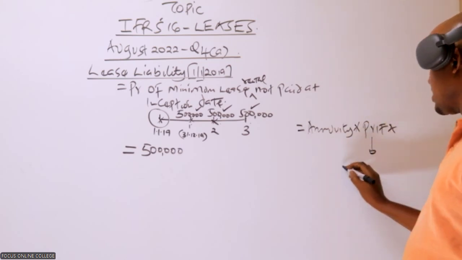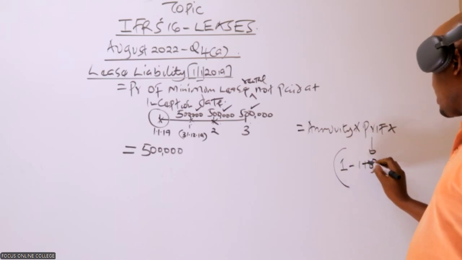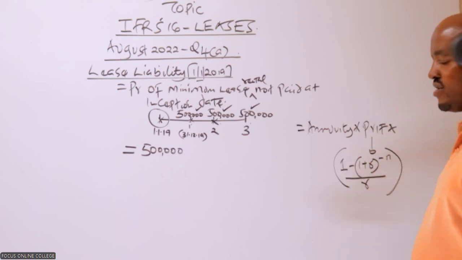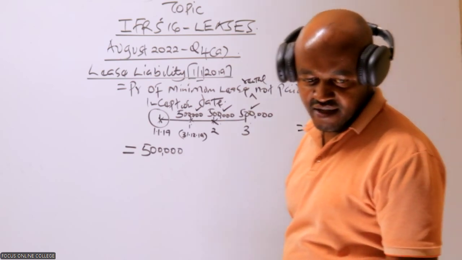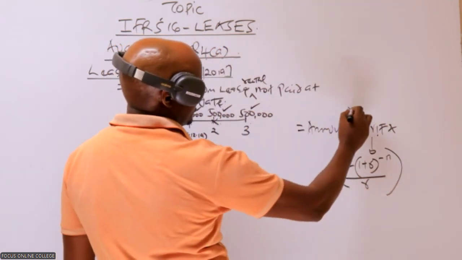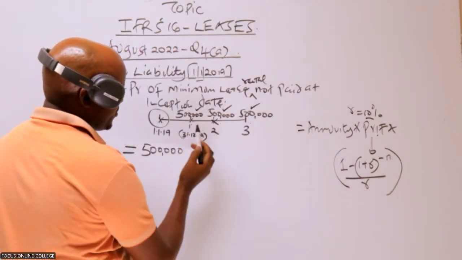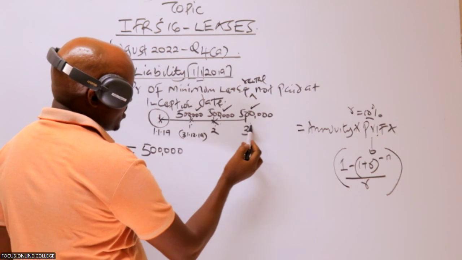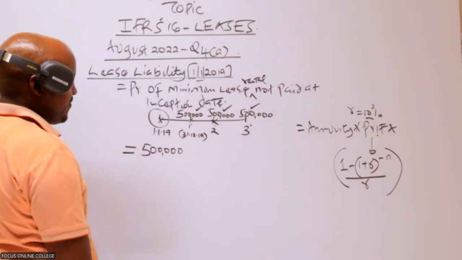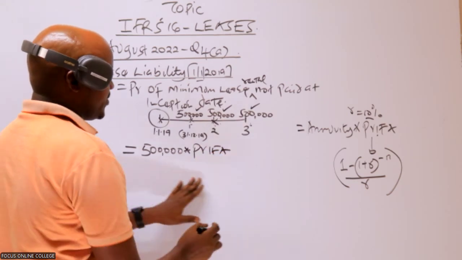How do we compute this one? We use this formula: 1 minus (1 plus R) raised to power negative n, all divided by R. Basically our R here in this question, I think the rate will be 10%. There is somewhere we're given that rate. And our N is the number of periods. We are discounting this amount. So how many periods? 1, 2, 3. Our N here will be 3. So we take this multiplied by the present value interest factor of annuity.